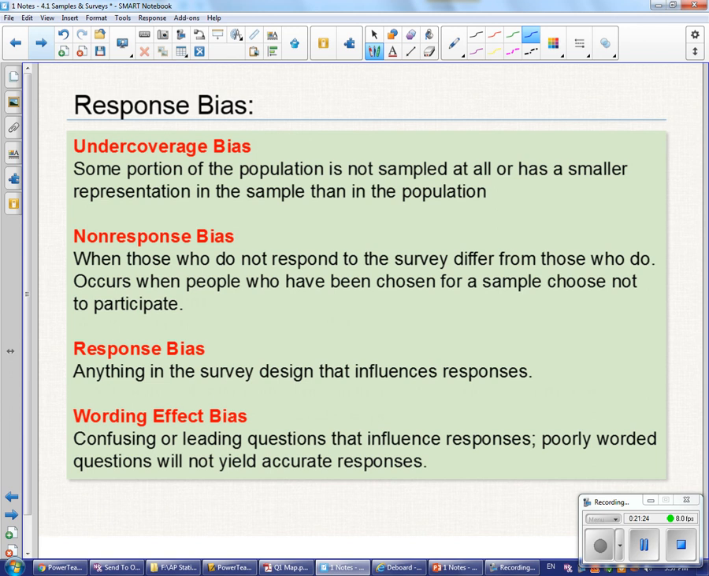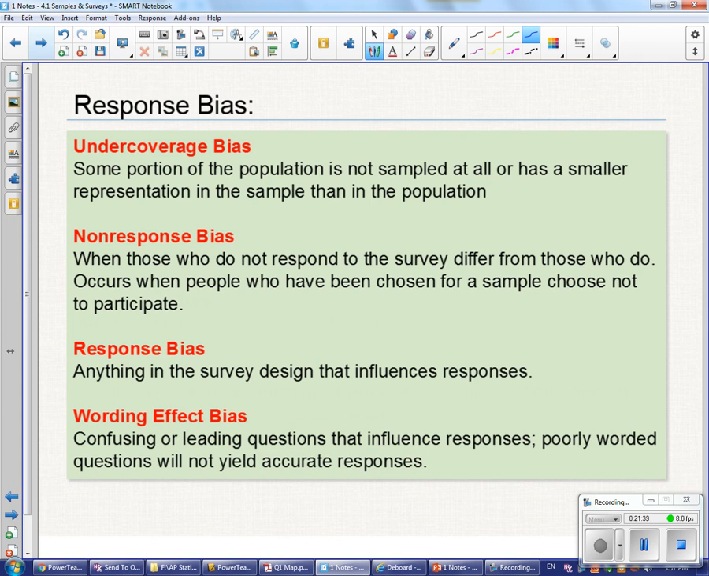The other type of bias is called response bias. It's very, very general, and it's not the opposite of non-response bias. Response bias is basically anything in your survey design that may influence responses. It can happen in lots and lots of different ways.